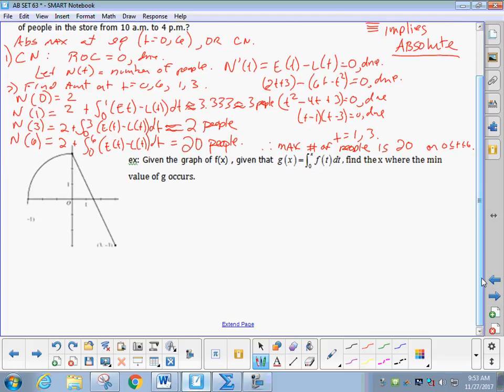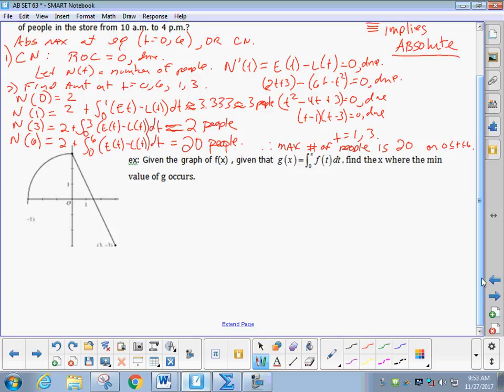Maybe if I put the front sheet tomorrow, we'll practice this. There are a ton of AP problems on this. Last kind of idea: fundamental theorem or area accumulation with absolute extrema. Say you're given the graph of f of x, and I give you g as an area accumulation function. Find where the minimum value of g occurs.